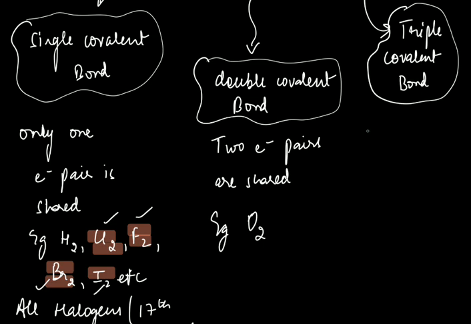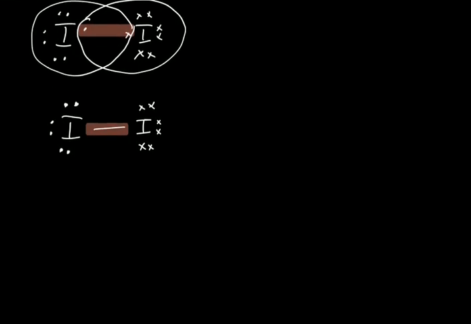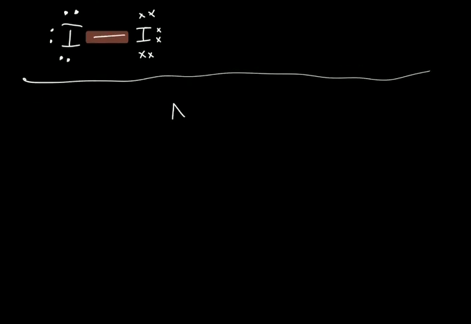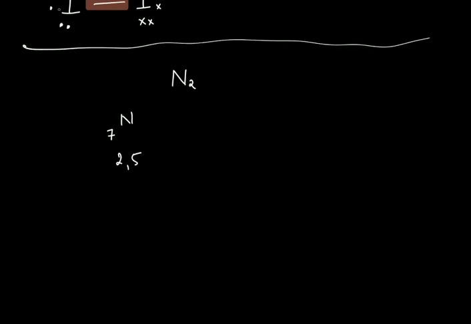Triple covalent bond: 3 electron pairs are shared. The example over here that we're going to take is the nitrogen molecule. So let's come to nitrogen. Nitrogen atomic number is 7, with 2 and 5 configuration. Now how many electrons does it require in order to complete its octet? It requires 3, right? It needs to share 3.